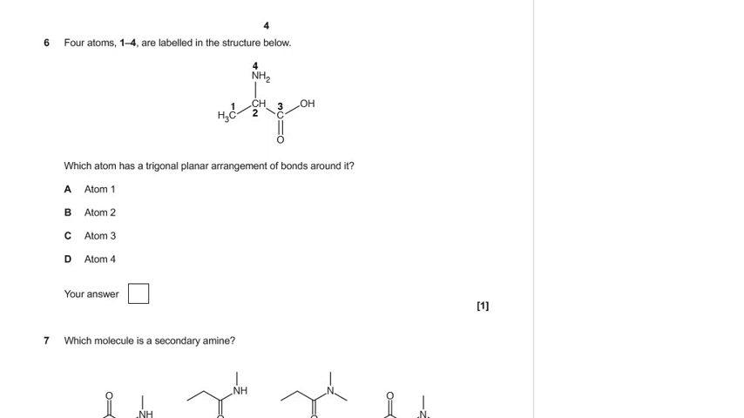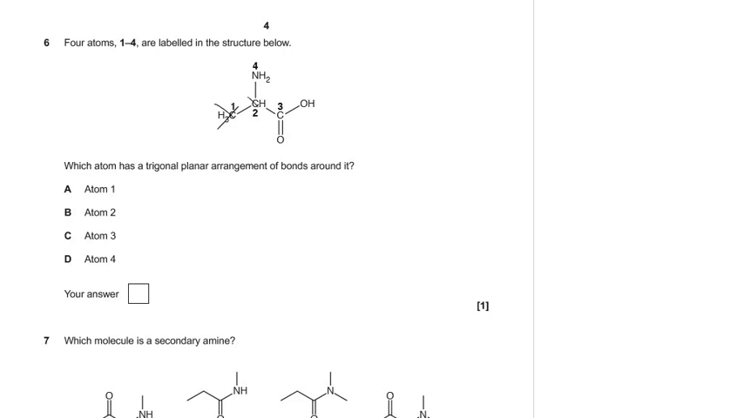So if we have a look at question 6, we can see here that you've got 4 atoms, 1 to 4, labelled in the structure below. Which atom has a trigonal planar arrangement of bonds around it? So this is a classic question that we see crop up in organic chemistry papers. For something to have a trigonal planar structure, we can start eliminating certain atoms, because trigonal planar must have 3 bonds or 3 bonding regions coming off it. So that's immediately atom 1 out of the way there, because that's got 4 bonding regions, 3 hydrogens and a bond to another carbon.